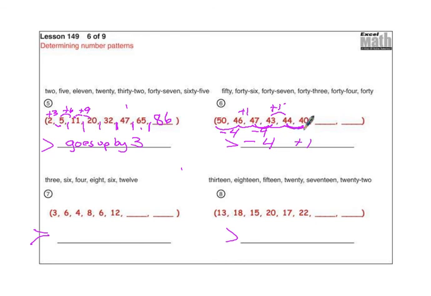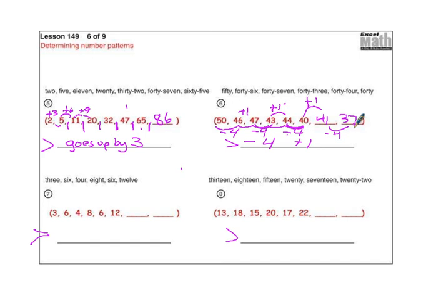44 to 40, how do I get that? -4, right? So what am I going to do next? +1. So what's the answer here? 41. Good. And then I'm going to subtract 4 here. So what's the answer? 37. Good.